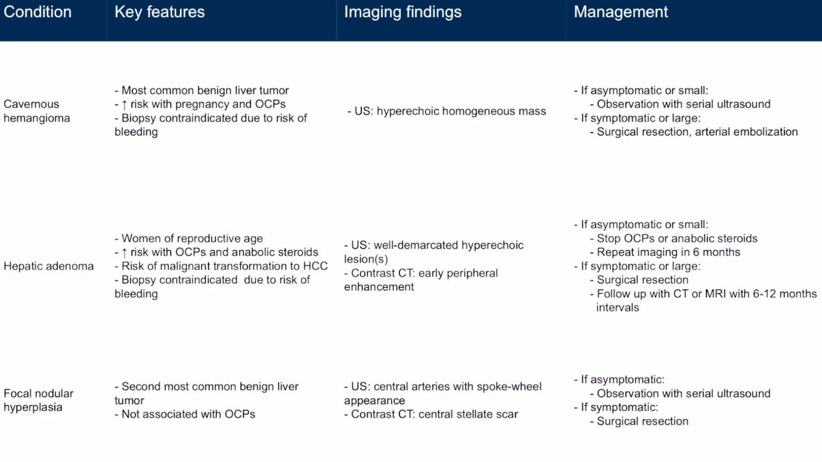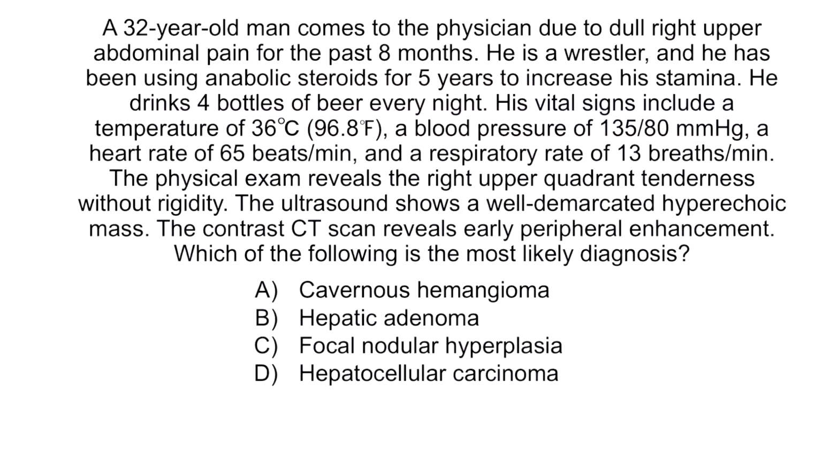Again, here's the table summarizing all the conditions we talked about in this lecture. Pause the video and take a moment to compare and contrast these conditions. Let's discuss why other options are incorrect. Option A, cavernous hemangioma, is incorrect because although it is characterized as a hyperechoic homogeneous mass on ultrasound, it is not accompanied by early peripheral enhancement on contrast CT scan.